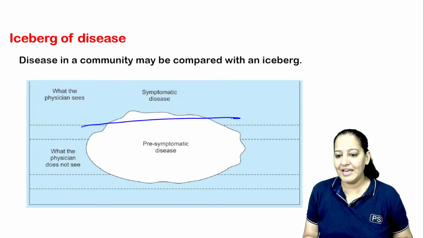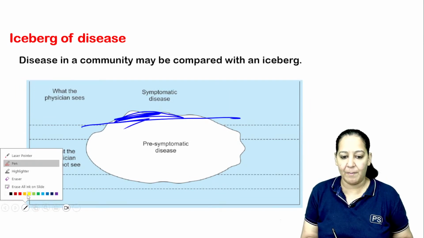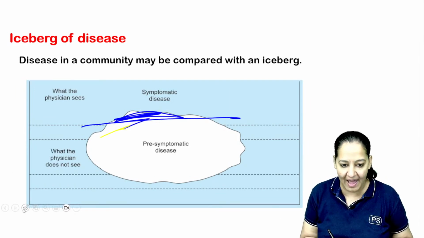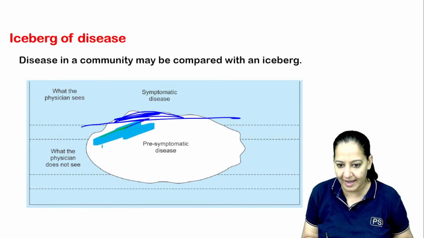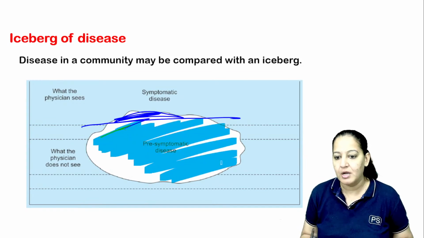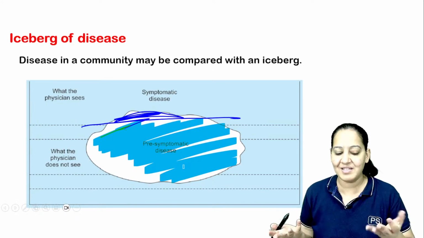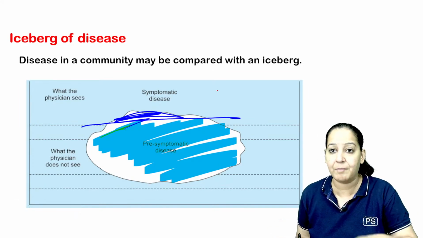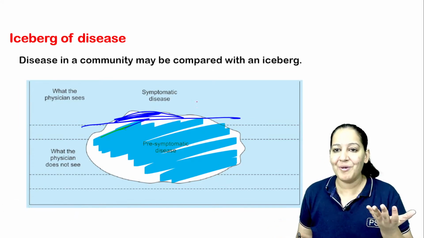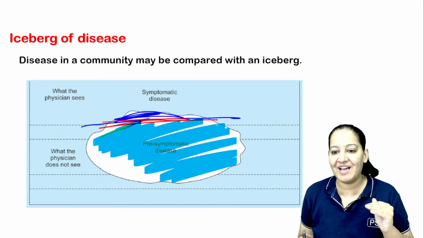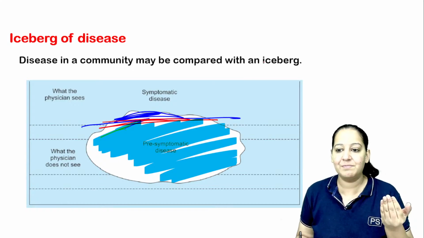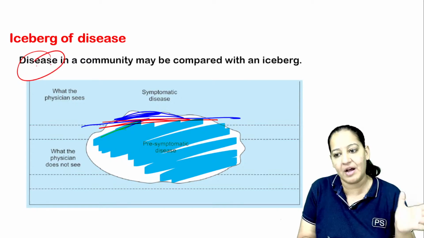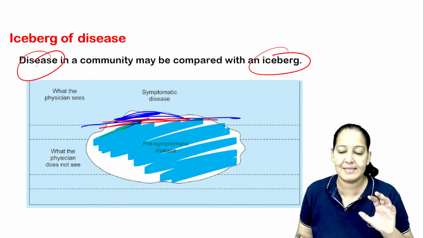In the iceberg, hardly can you see any tip outside, and most of the portion of the iceberg is submerged inside the water. You cannot see that, the submerged portion. So you will say, ma'am, iceberg यहाँ कहाँ से आ गया PSM में? ठीक है, देखा है iceberg, but यहाँ कहाँ से आ गया? So what is the problem here? Why are we comparing, and to whom are we comparing with the iceberg? We are comparing the iceberg with all the diseases in the community.